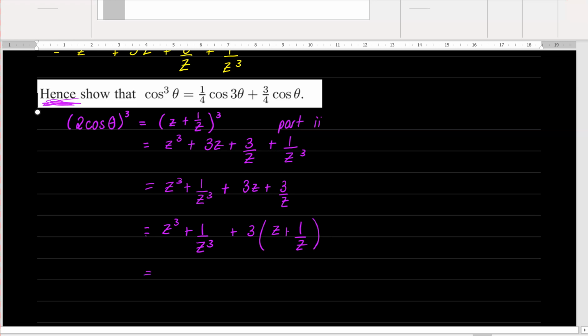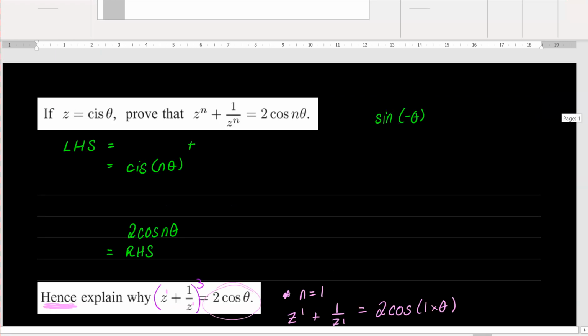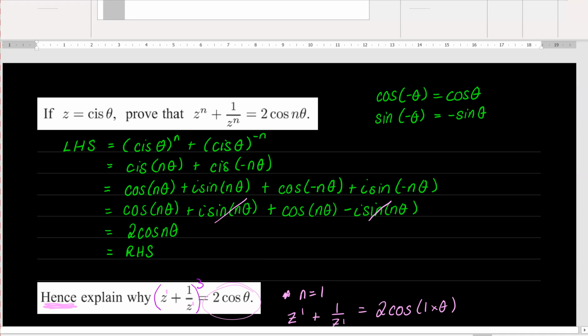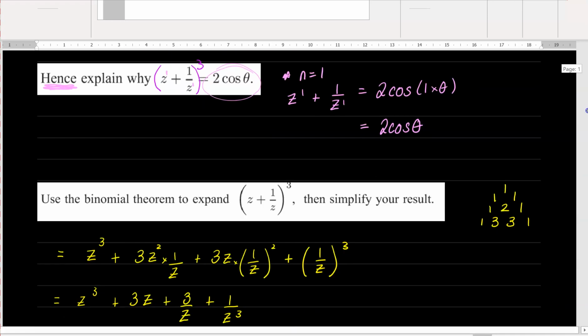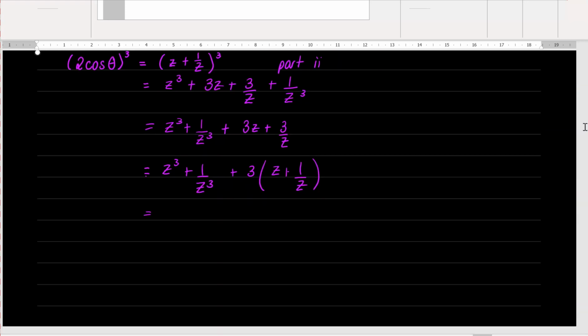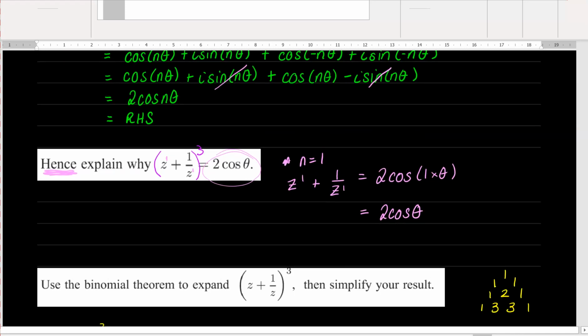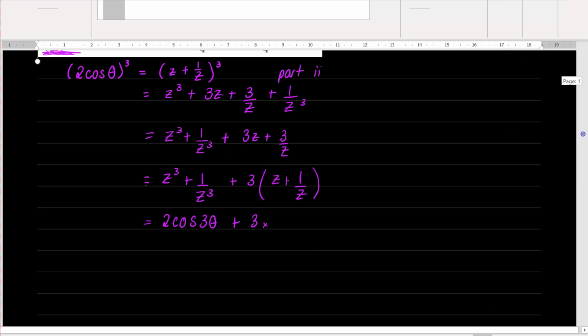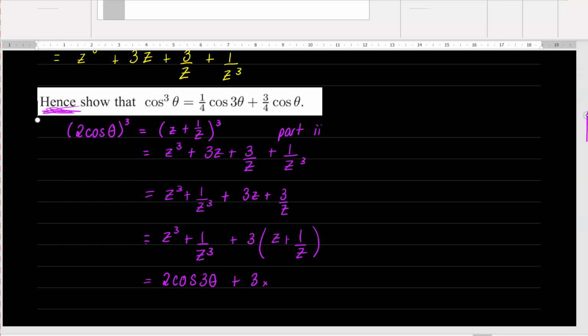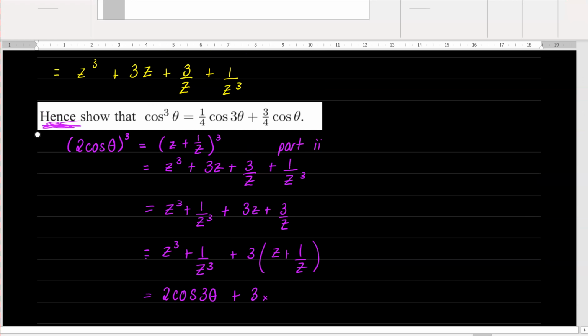Now if we scroll back up, right at the beginning, we've got that z^n plus 1 over z^n equals 2 cos n theta. So our n in this case is 3. So I can now replace this with 2 cos 3 theta. And here I've got 3 times z plus 1 over z, and I can replace that with 2 cos theta. And we seem pretty happy with ourselves. So 3 times 2 cos theta. You go, yay, that's looking really good.